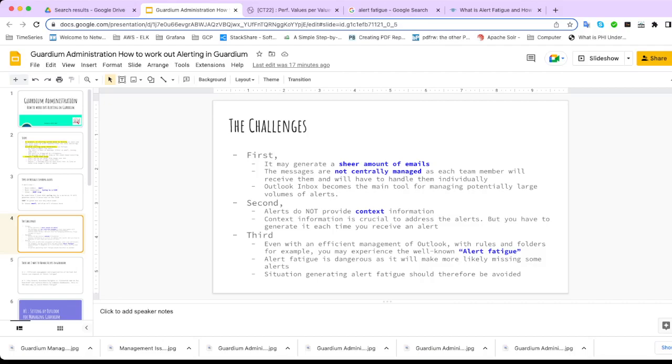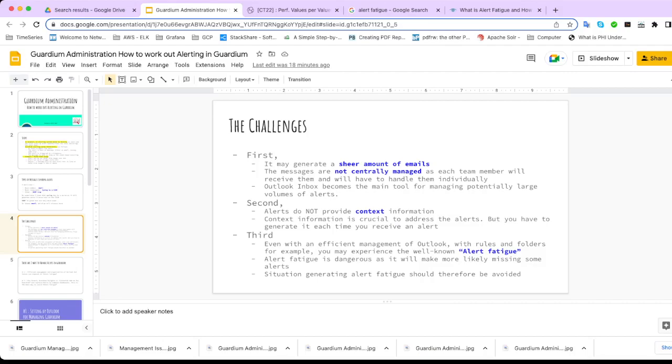So this is contextual information the alert is not going to provide you with. And if you have to generate the contextual information for each alert you receive, then if you receive 800 alerts a day, it becomes a lot of work. So therefore, even with an efficient or quite efficient management of Outlook, I'm going to show you with rules and folders, you may very well experience, and you will experience, the well-known alert fatigue.